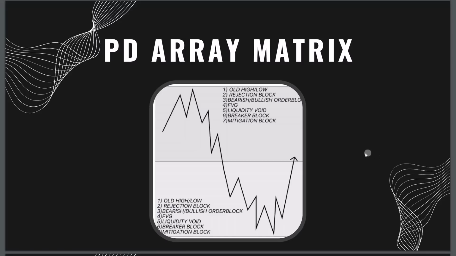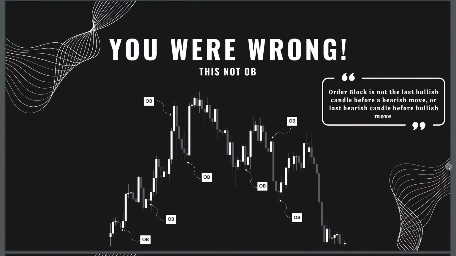Now, all our focus is going to be on the order block today. When I started learning SMC in general, a lot of people were understanding order blocks in a wrong way. Their understanding was that an order block is the last bullish candle before a bearish move, or the last bearish candle before a bullish move. And that's partially correct, but it's not every bullish candle before a bearish move or the opposite.